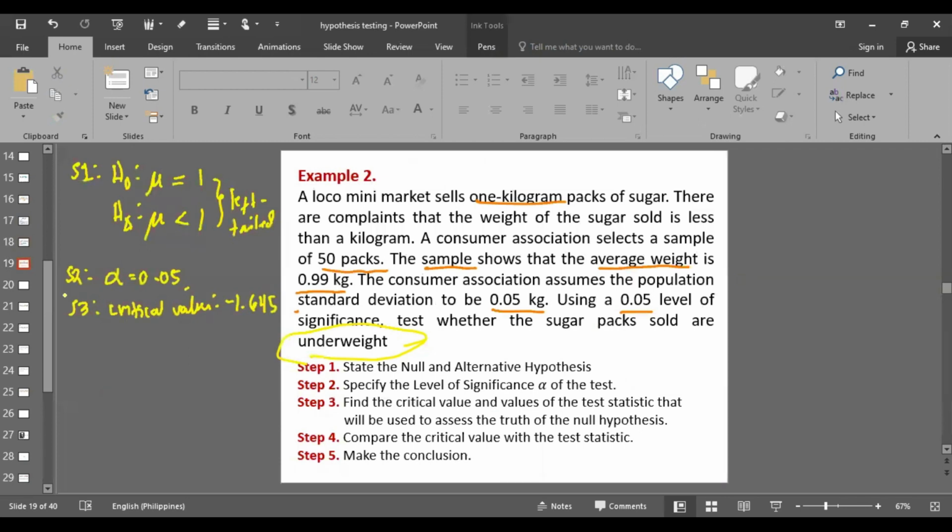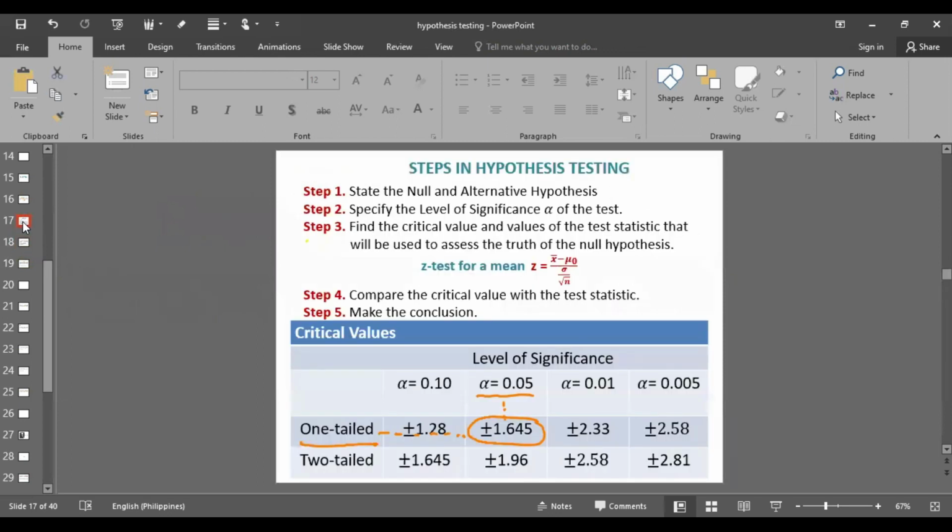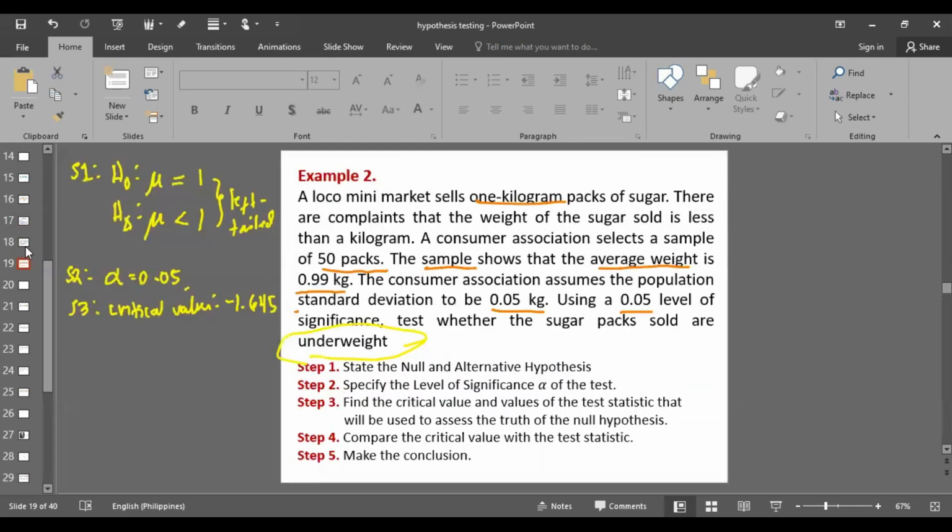If it is a right-tailed test, then you have to use the positive symbol. And if it is a two-tailed test, you have to use both the positive and the negative symbols. Okay? I hope it's clear to you. Let's have the test statistic.